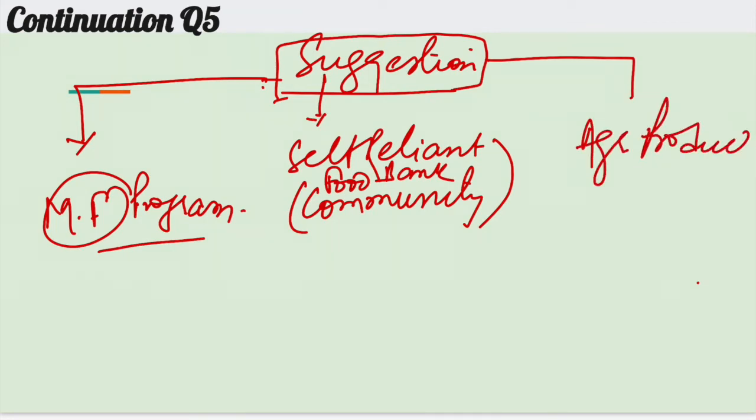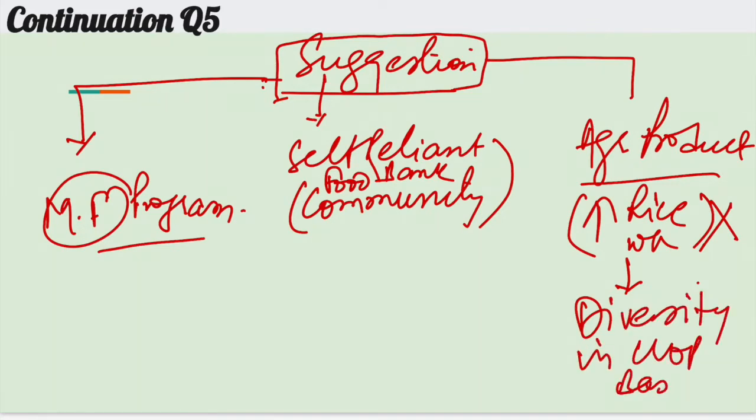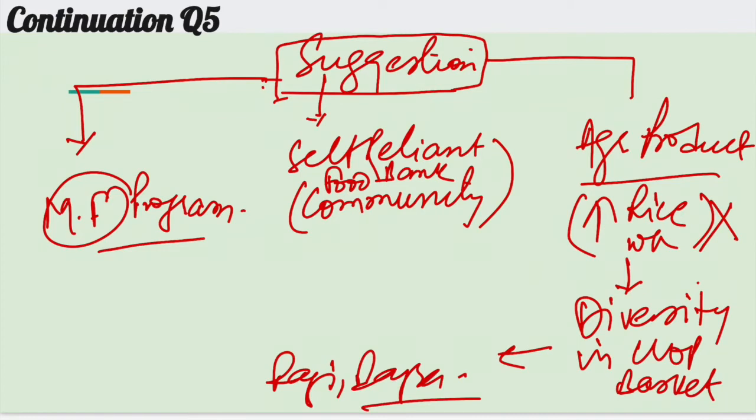Then you can talk about how we will have to focus on agricultural productivity. It doesn't mean that I am talking about increasing the yield of rice and wheat. I am talking about bringing diversity in our crop basket, our cereal basket. Basically, I want to say that we should focus on ragi, bajra, and other coarse cereals, which have high nutrition.